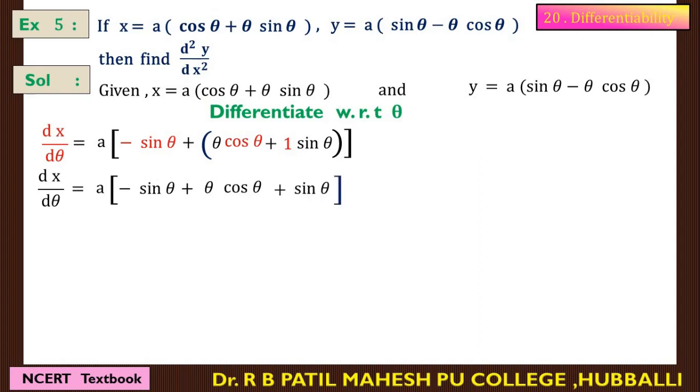Here sin theta and minus sin theta get cancelled, so you will get a into theta cos theta. So this is the dx upon d theta function. Denote this as equation 1.